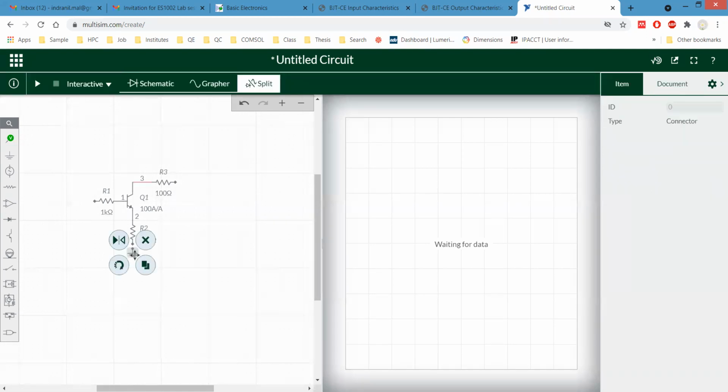My screen is visible to you people, right? Yes, sir. Multisim. Yeah, Multisim one.